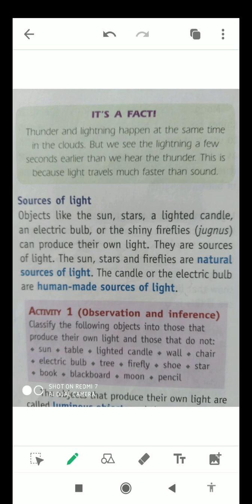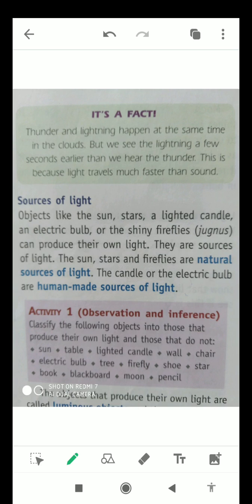Okay, students. Now we will talk about sources of light. There are a lot of sources of light like the sun, stars, a lighted candle, an electric bulb, or shining fireflies like jugnos, which can produce their own light. So the sun, stars and fireflies are natural sources of light. Fireflies are also known as jugnos, which is an animal or an insect, we can say. The candle and the electric bulb are human-made sources of light. Okay, students. So we can say that candle and electric bulb are artificial sources of light, because these are made by human beings.